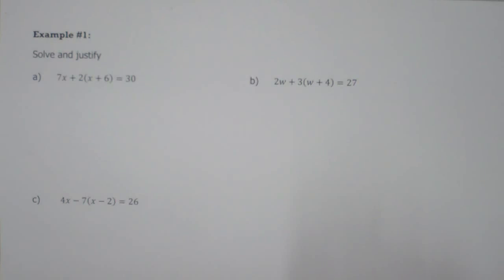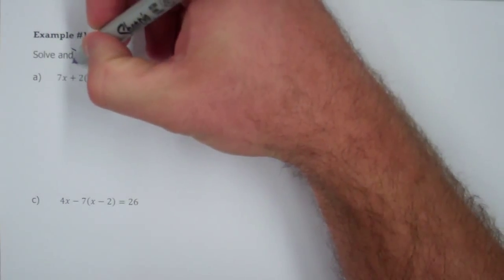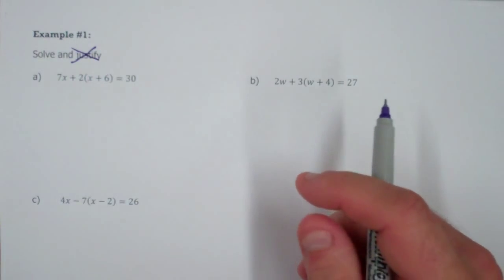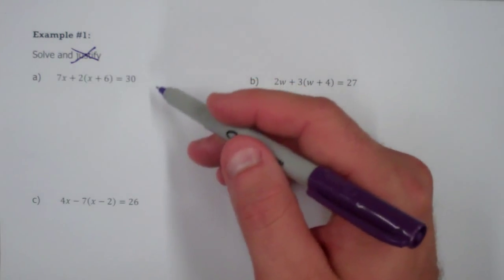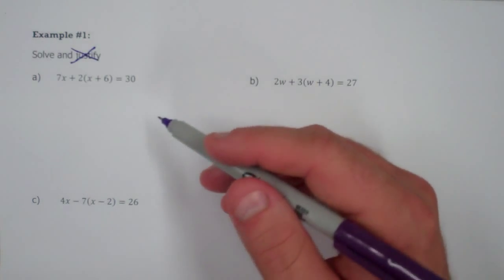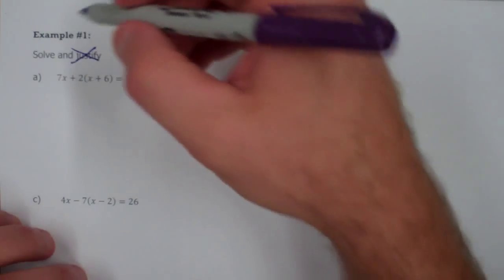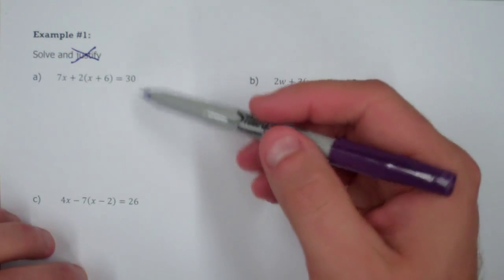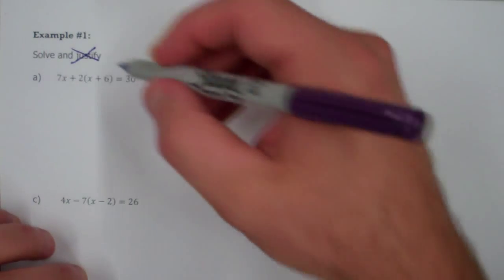In example 1, we need to solve and justify. We're not going to justify these together. Please check out the videos prior to this lesson and you will see how to justify them. It does take a little bit of time to do, so we will just solve this one and I'll verbally tell you what I'm doing. All you need to do to justify is write down in written form what you did to each side.